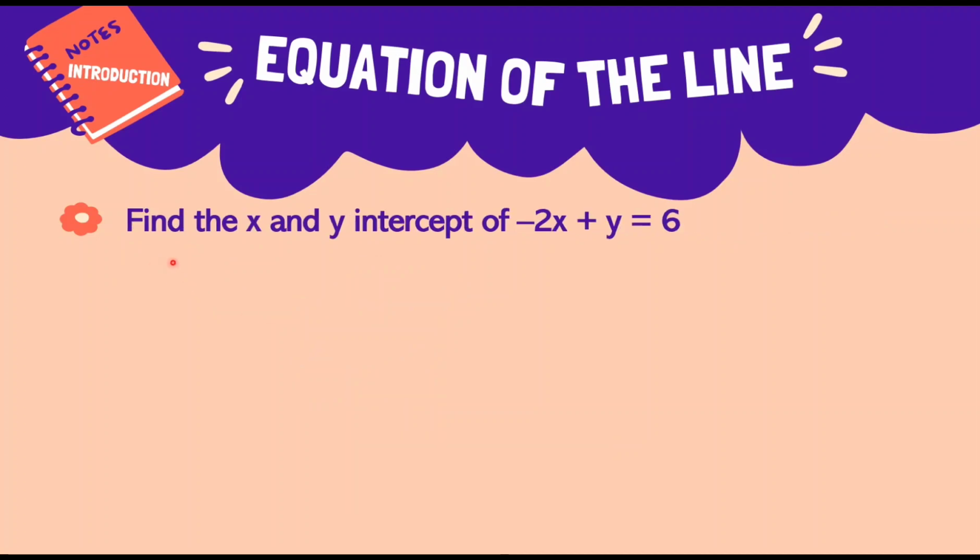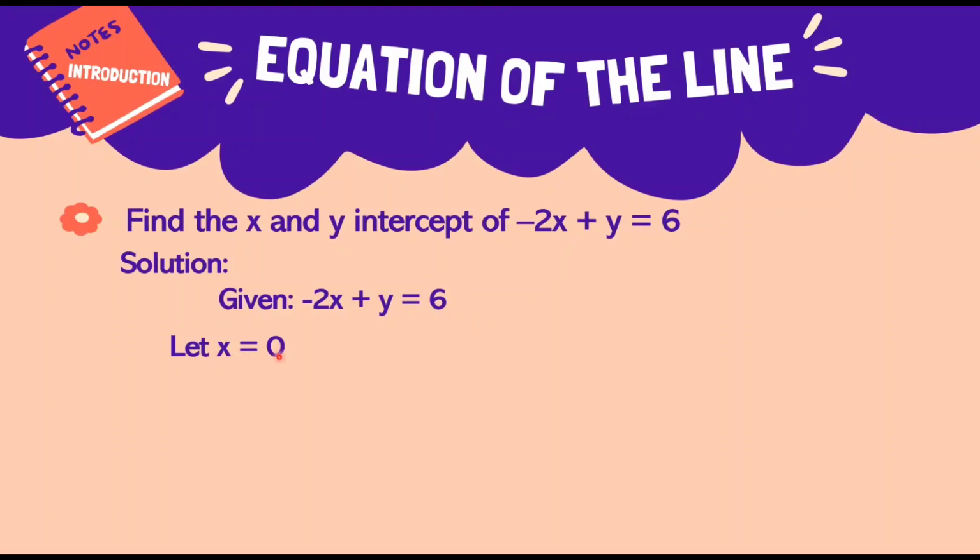Now, on our last task, we need to find the x and y-intercept of negative 2x plus y is equal to 6. Since we need to find the values of our x and y-intercept, we need to assign 0 as the value of our x and y. So, let us have our given, negative 2x plus y is equal to 6. This is where our let x and let y come in. Let x is equal to 0.